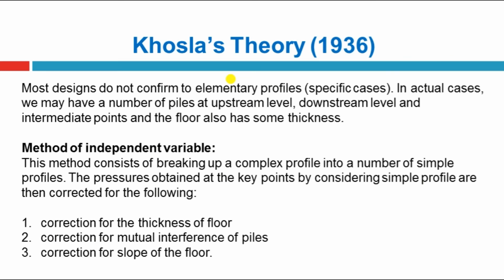Now, most designs do not conform to that elementary profile. In actual cases, we may have a number of piles at upstream level and downstream level, and intermediate points, and the floor also has some thickness. So the method of independent variable is also useful in those cases. Khosla also used that method. This method consists of breaking up a complex profile into a number of simple profiles.